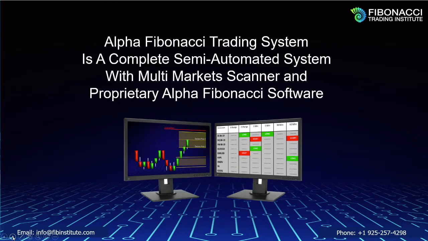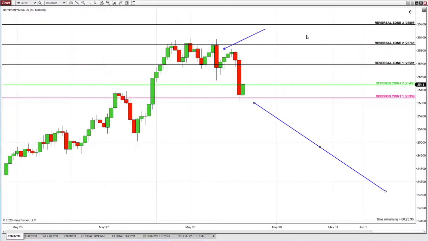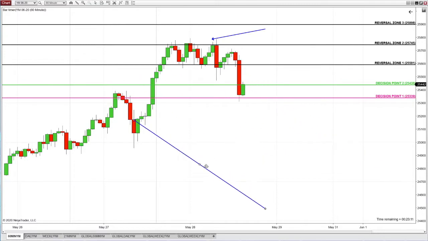Alpha Fibonacci Trading System is a complete semi-automated system with a multi-market scanner and Alpha Fibonacci software. Here's the system in front of you on the Dow right now in the live markets. This morning when we came to the markets, we discussed the danger of an overextended rally. This is a proprietary Alpha Fibonacci reversal zone that had been identified days in advance. This is a proprietary Alpha Fibonacci support that previously was critical resistance, also identified hours and days in advance.